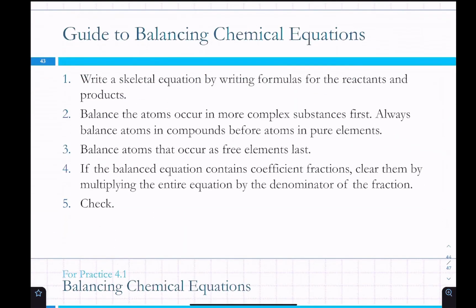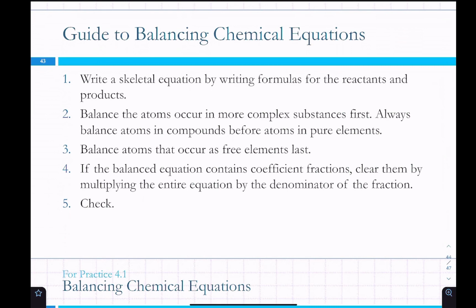So, okay, I guess I'll say it like this. Balancing chemical equations is kind of like a Sudoku puzzle, but easier. With the Sudoku puzzle, you don't have to solve it the same way. You're just trying to make 1 through 9 in every column, every row, and in every one of the 9 larger squares. Same thing is happening here.